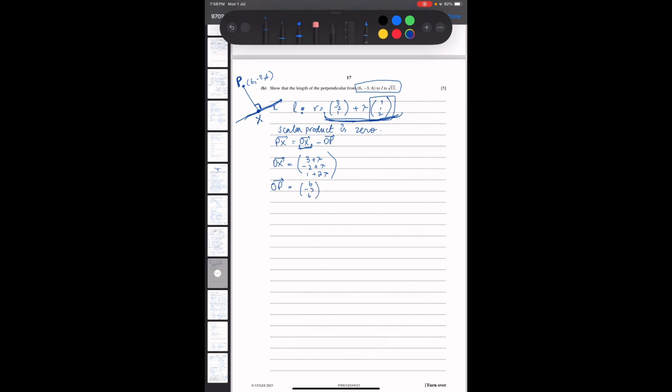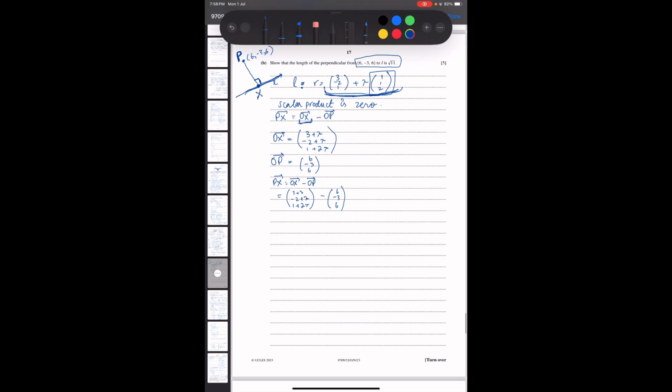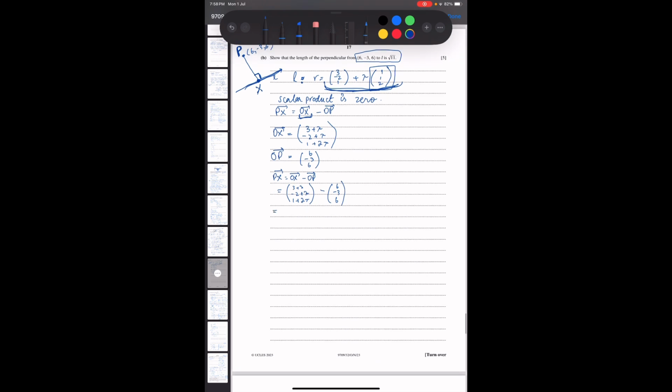Okay, now let's find the vector PX. PX is equal to OX minus OP. So OX is (3 plus lambda, minus 2 plus lambda, and 1 plus 2 lambda), and OP is (6, minus 3, 6). Now we'll just separate the numbers with each other. So 3 minus 6 would be minus 3 plus lambda. And then minus 2 plus 3 would be 1 plus lambda. And then 1 minus 6 would be minus 5 plus 2 lambda. This is our vector PX.